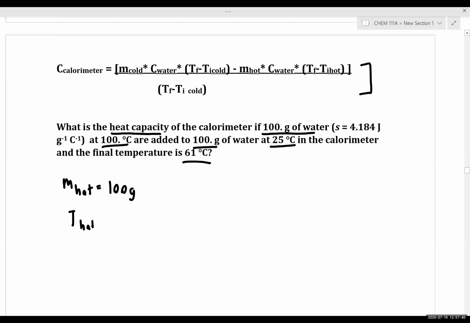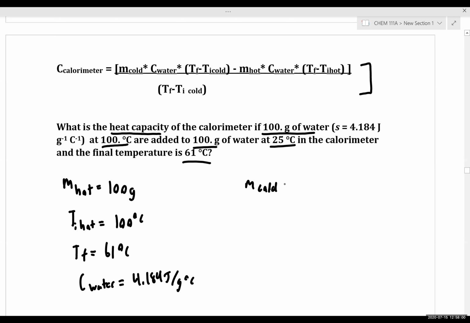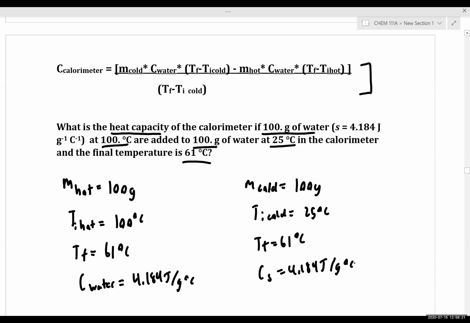The temperature of our hot water is going to be 100 degrees Celsius. The final temperature is 61 degrees Celsius. The specific heat of water is 4.184 joule per gram degree Celsius. The mass of cold water is 100 grams. The initial temperature of our cold water is 25 degrees Celsius. The final temperature is 61 degrees Celsius, and the specific heat of water is 4.184 joule per gram degree Celsius.